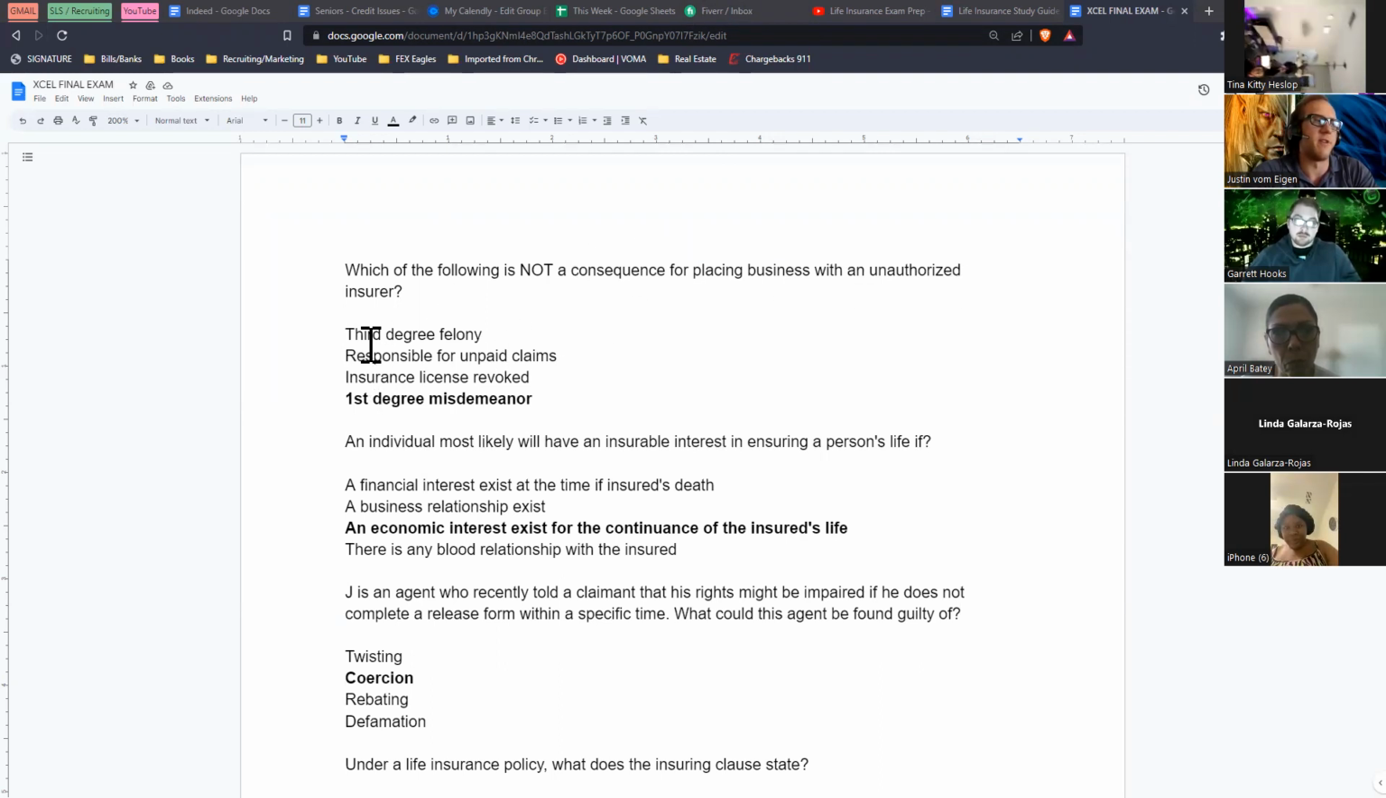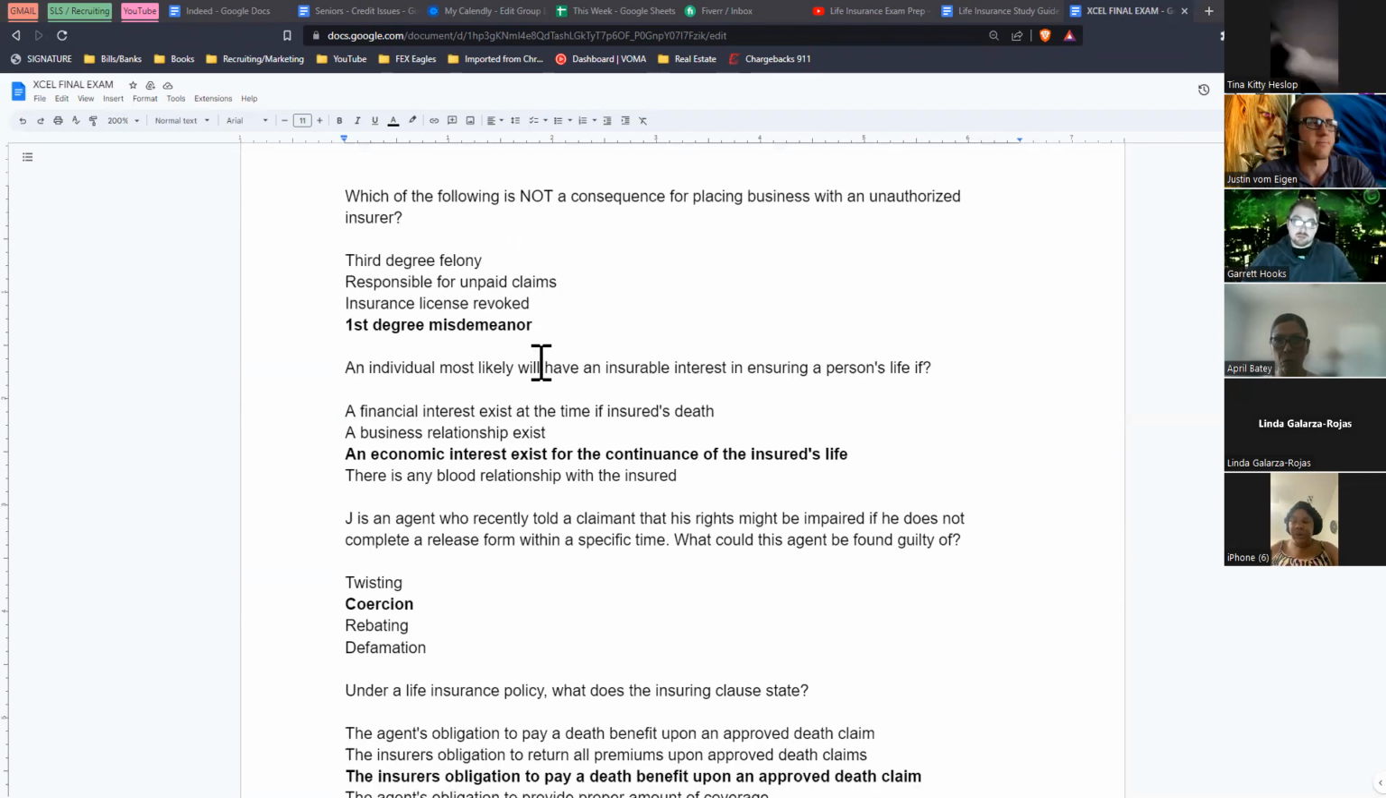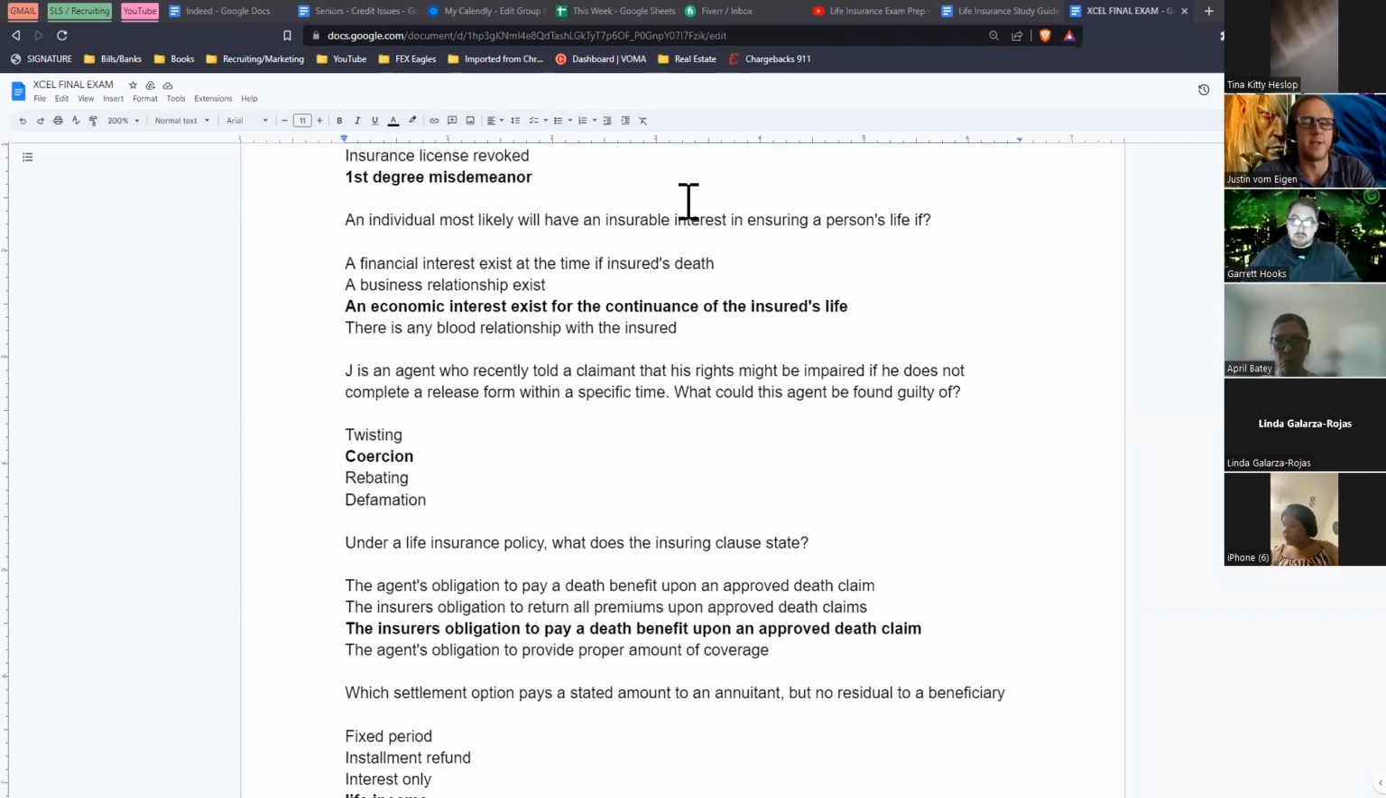So it's a third-degree felony. You have to pay any unpaid claims. So say you sold someone a policy with an unauthorized insurer, and it was a $1 million policy, and they die and the family files the claim, you're on the hook for that $1 million. Okay, and it's a third-degree felony, and you lose your insurance license. You have no chance of that ever happening to you because there's no way you could sell an unauthorized insurer with how everything is set up.